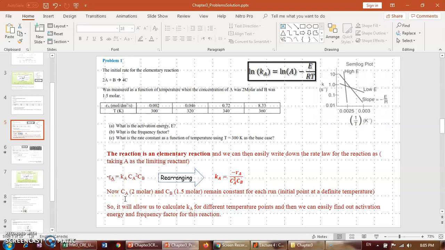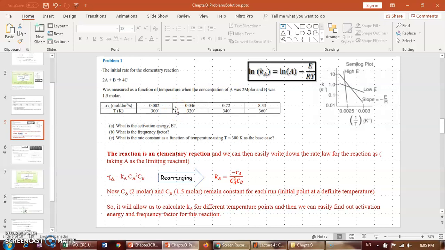The data we are seeing here is the initial rate method, right? We will learn that in chapter 7, how we can predict the reaction order from the initial rate data. For this problem, Ka can be calculated if you know the value of Ra, Ca and Cb. As Ca and Cb are constant and Ra values are provided, we can easily calculate the value of Ka at different temperatures.